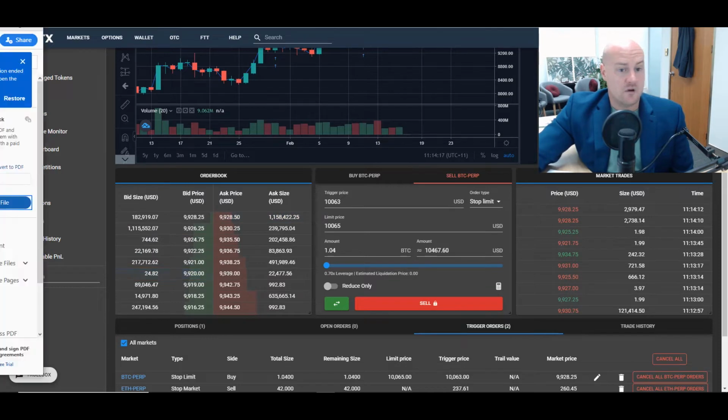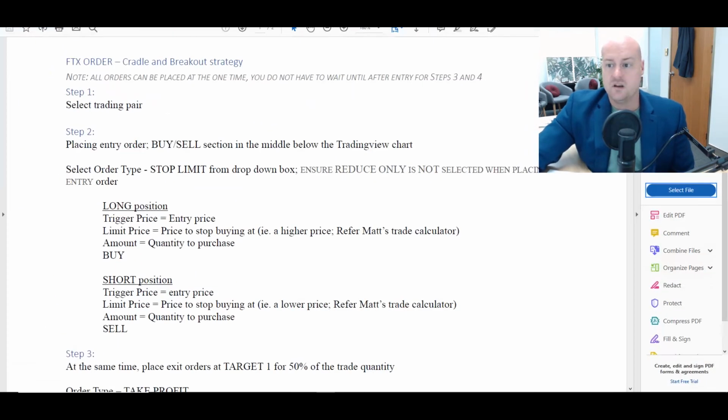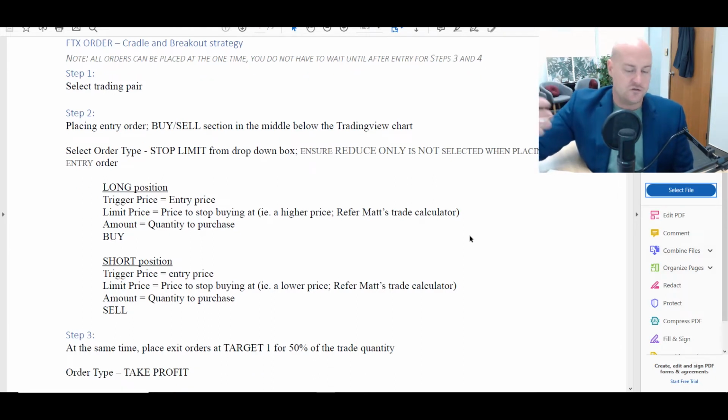One of my mentors' apprentices has put together this cheat sheet, which will be available for members as well. It's very good because different platforms have different names for the orders, for some reason. I'm not quite sure why, but they do. Now you can see here, very straightforward.